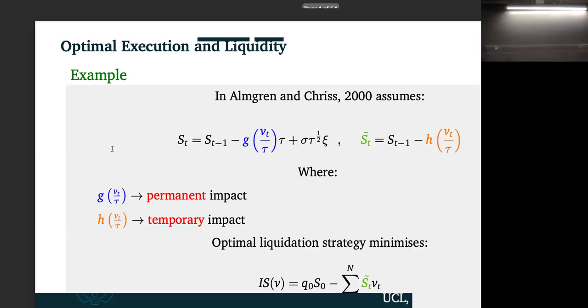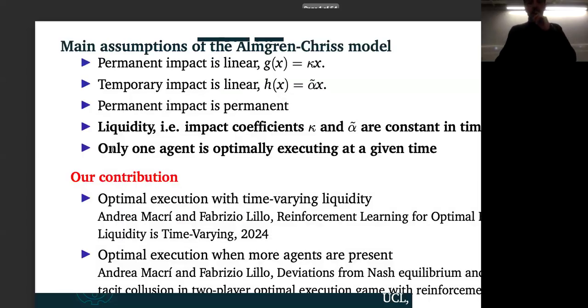So the first part affects the price dynamics. The second part instead affects the price that we are going to pay. And then, okay, we have this kind of model. We put this into the formula for the implementation shortfall, and we can apply the method for the optimization. So that's very standard. Okay, this is really very, very old.